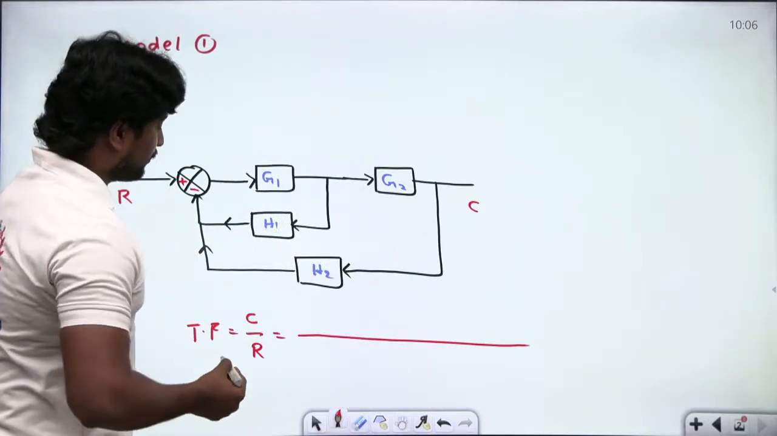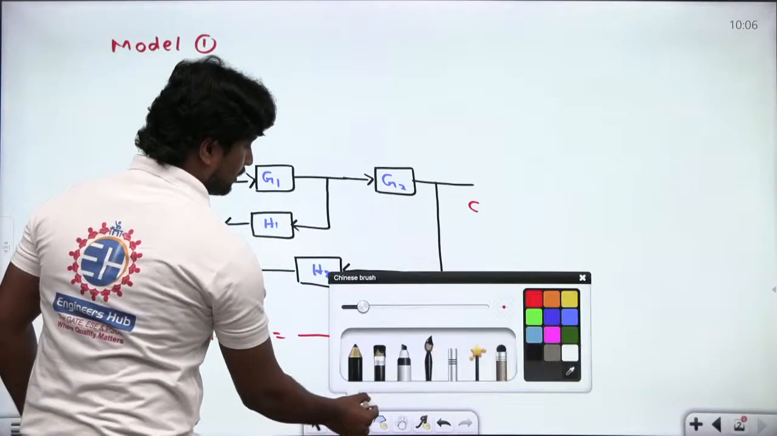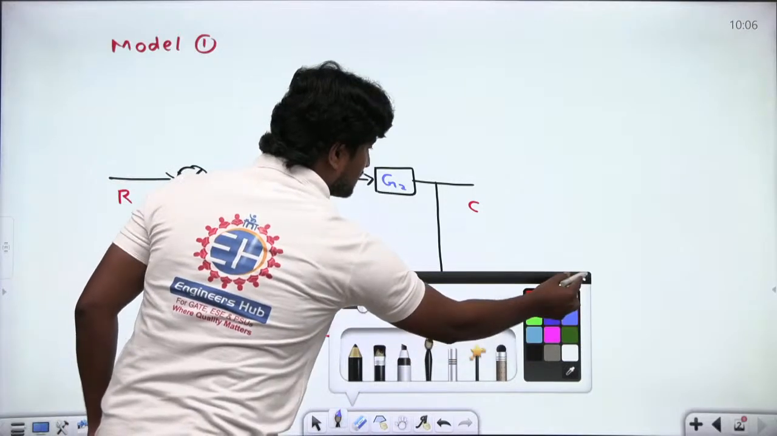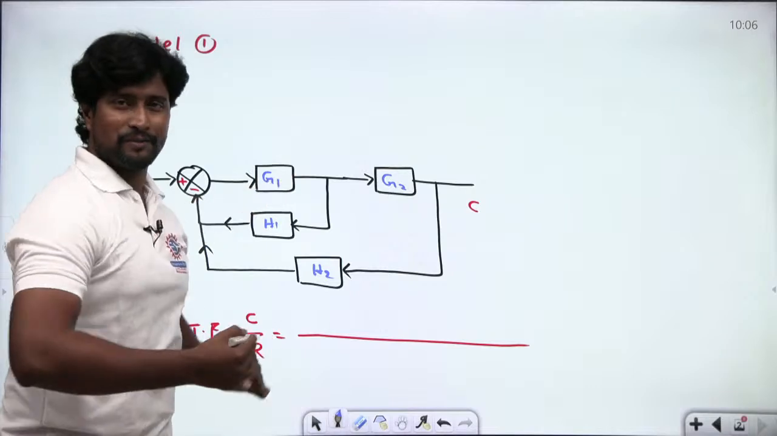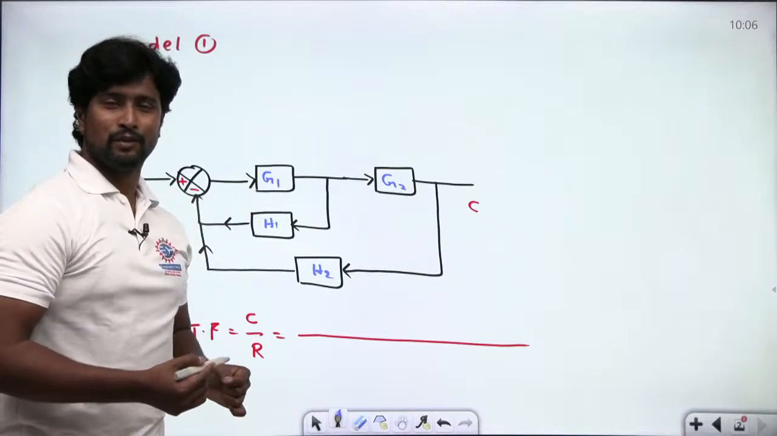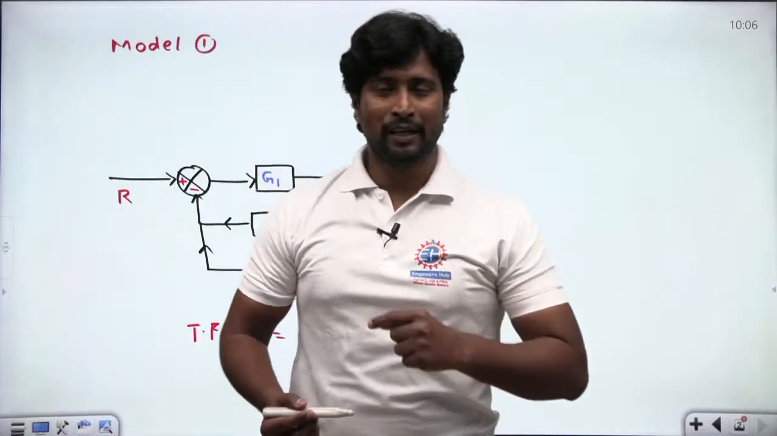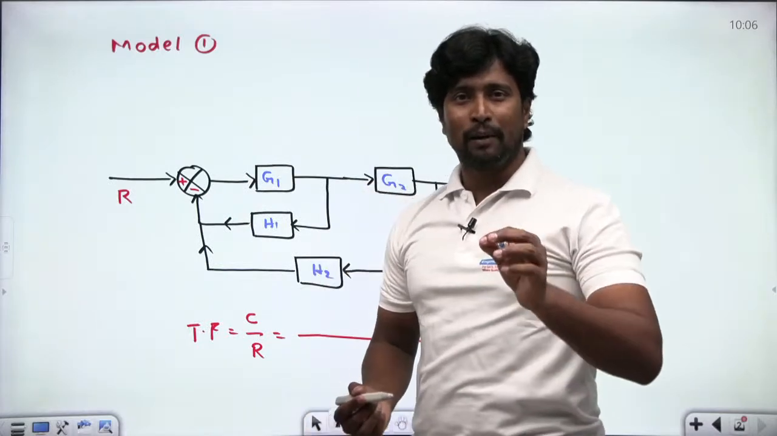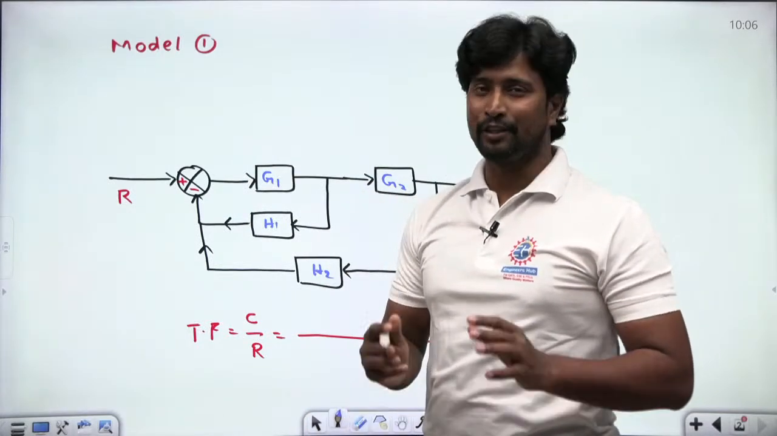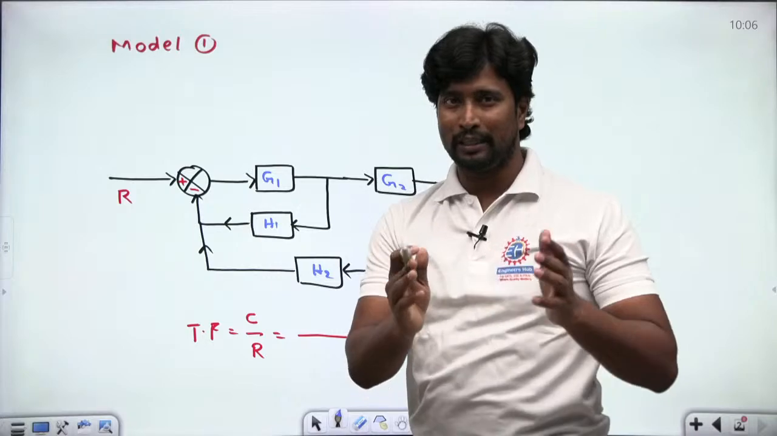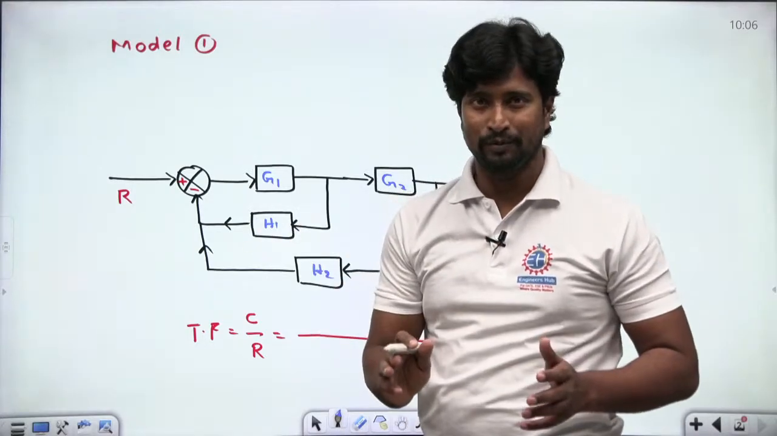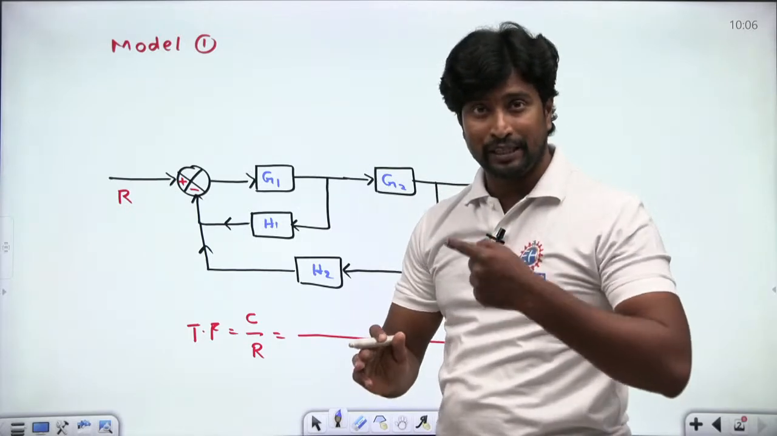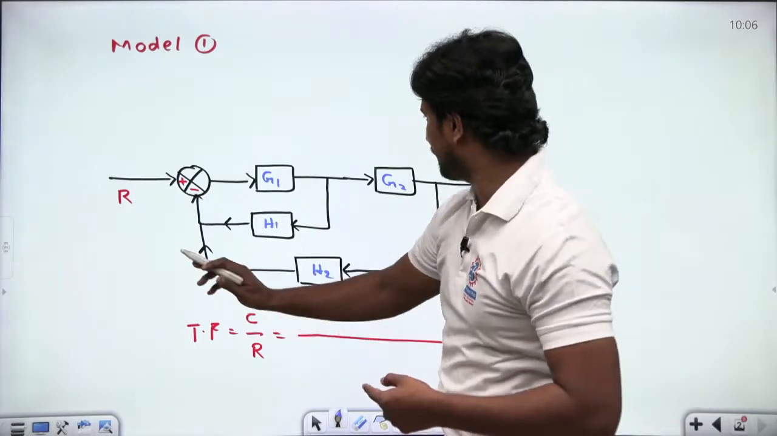Guys, carefully listen. Before evaluating this transfer function, first I would like to introduce some terminology. Identify how many forward paths are here. I think you know the meaning of forward path. The path from input to output is called the forward path. So recognize it. How many forward paths are here? Check once.